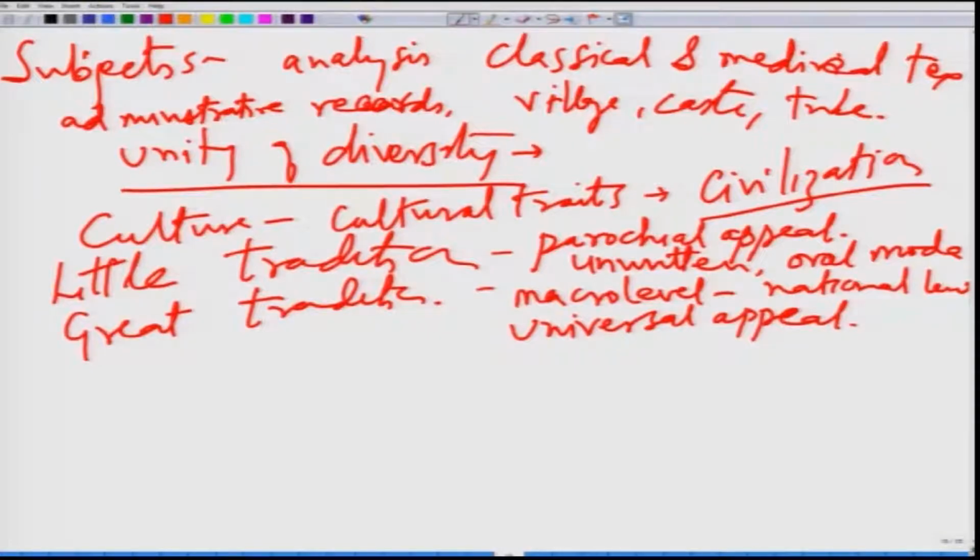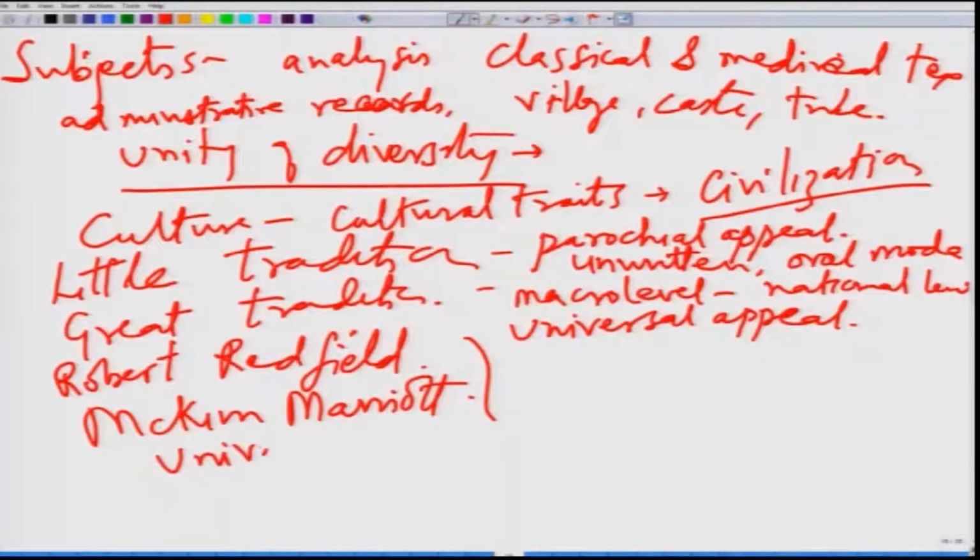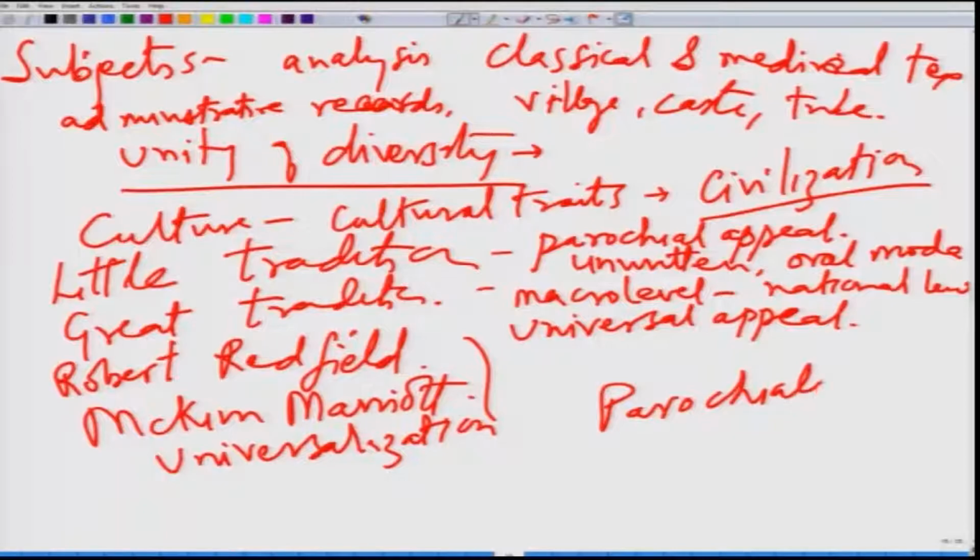With regard to that, we had significant works by Robert Redfield and McKim Marriott, who tried to see these traditions, the little and the great traditions, in their own way. Especially, associated with this issue are the processes of universalization and parochialization, the two terms used by McKim Marriott while analyzing the shift from one tradition to another.